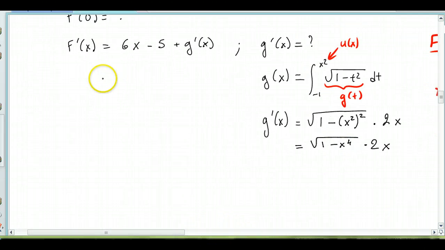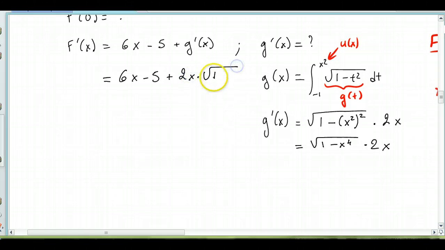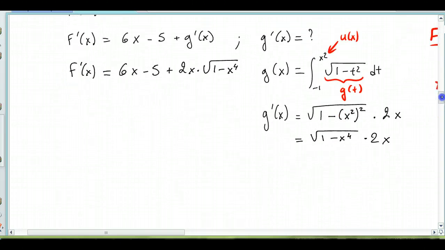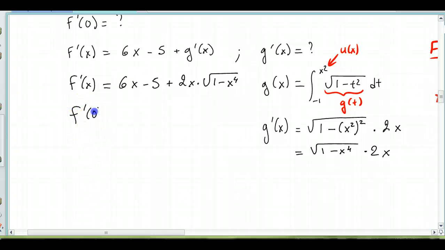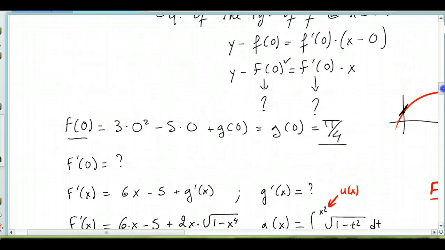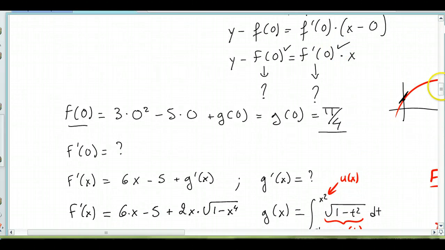So let's put that right here. So we have 6x minus 5 plus 2x times the square root of 1 minus x to the 4th. Now we want to evaluate f prime of x at 0. So f prime of 0 is, well, that's 0 right here, minus 5 plus 2 times 0 times 1. So it's just negative 5. Alright, so now we have everything. We just plug and chug into this equation.